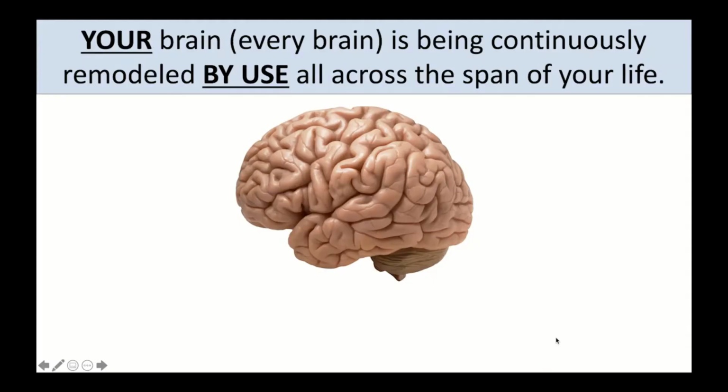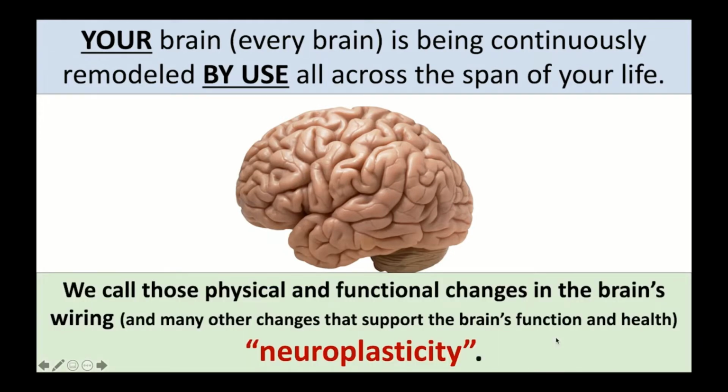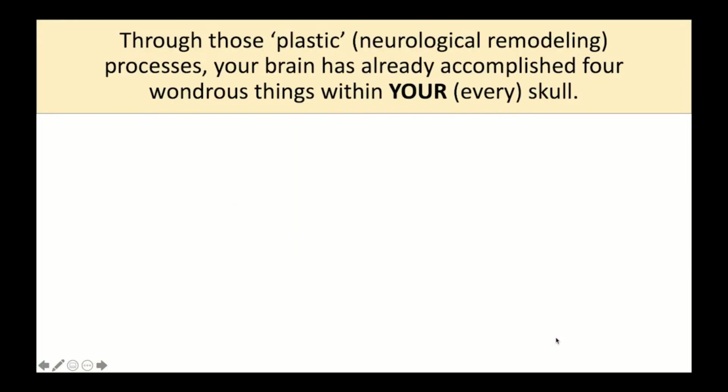We're going to talk today about how the brain changes as a function of how you use it. We call that brain change neuroplasticity. Your brain is being continuously remodeled by its use all across the span of your life. We call those physical and functional changes in the brain's wiring, and that's just the tip of the iceberg because there are many other changes that support your brain's function and health. We call that neuroplasticity.